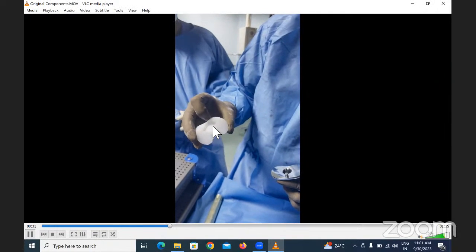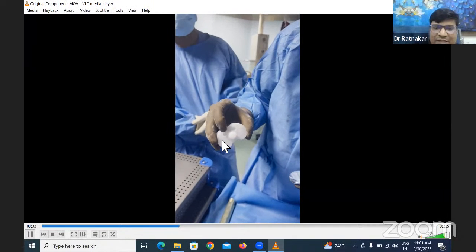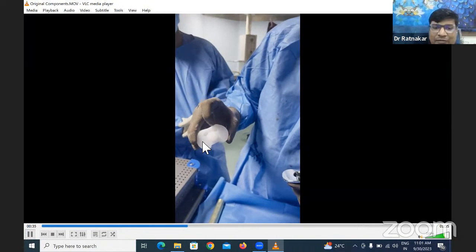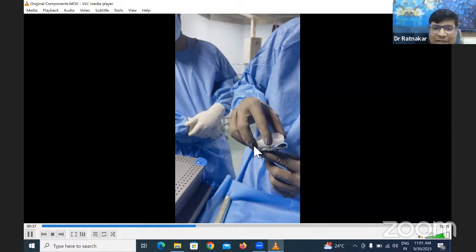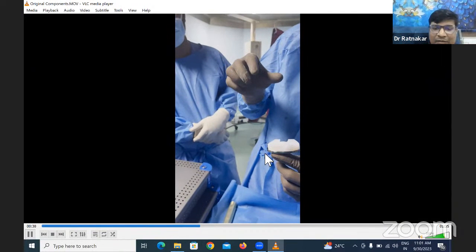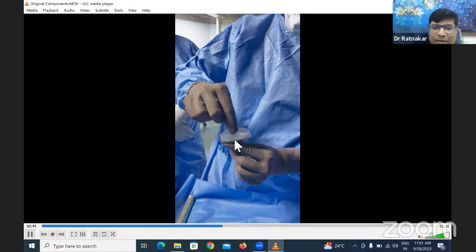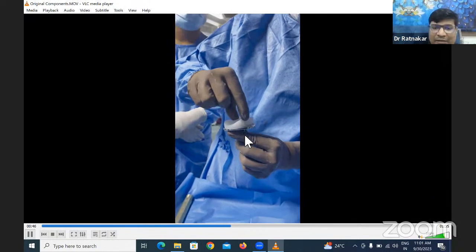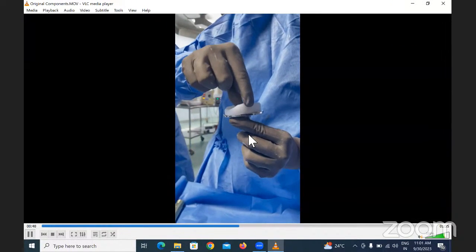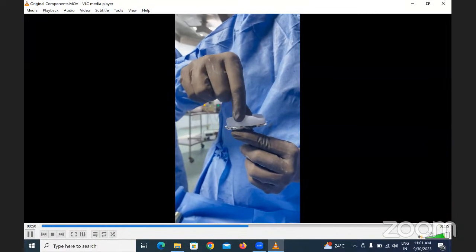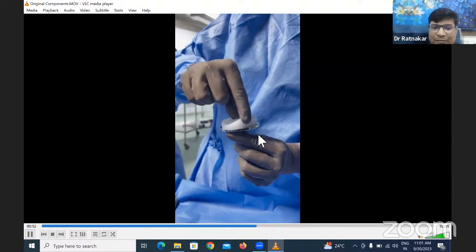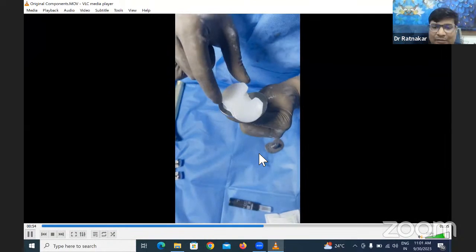The post, you are seeing there. So that is a slot which is given on the backside of the polyethylene that is articulating with that post on the tibial component. So that is a mobile bearing. That is a stopper which gives a total arc of 45 degrees, 15 degrees on either side.